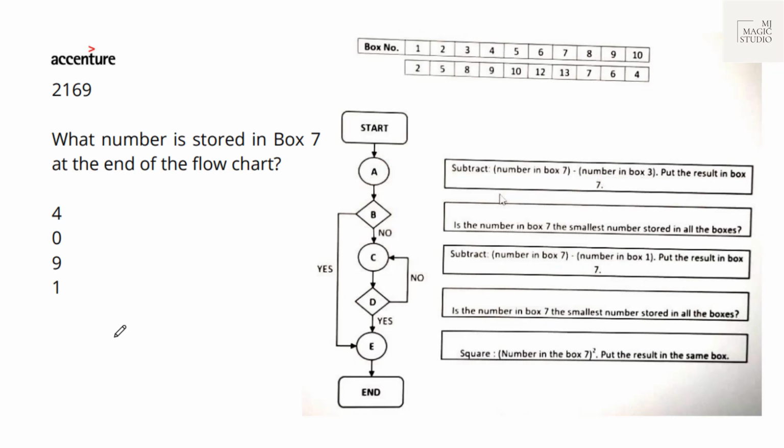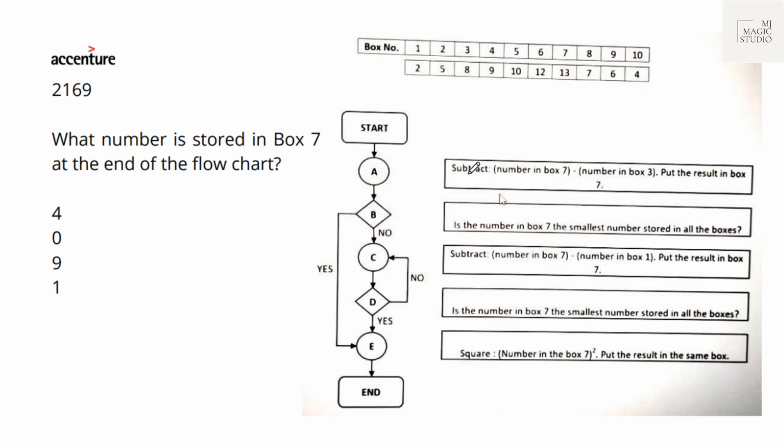So, be it Aeon platform or be it METTL platform, these kinds of flowcharts you will get to see in the Accenture examination. I'm not too sure about the green platform, but these are their favorites. What number is stored in box 7 at the end of the flowchart?